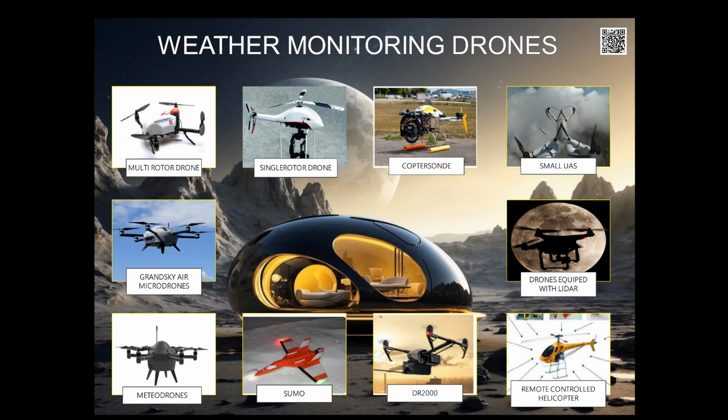And meteor drones I have already discussed. DR 2000 I have already discussed. Drones equipped with LIDAR discussed. Grand Sky, air micro drones, small UAS, uncrewed aircraft systems, copters all day, multi-rotor UAV, single rotor drones. So in total there are 10 different drones which can be used for monitoring weather.